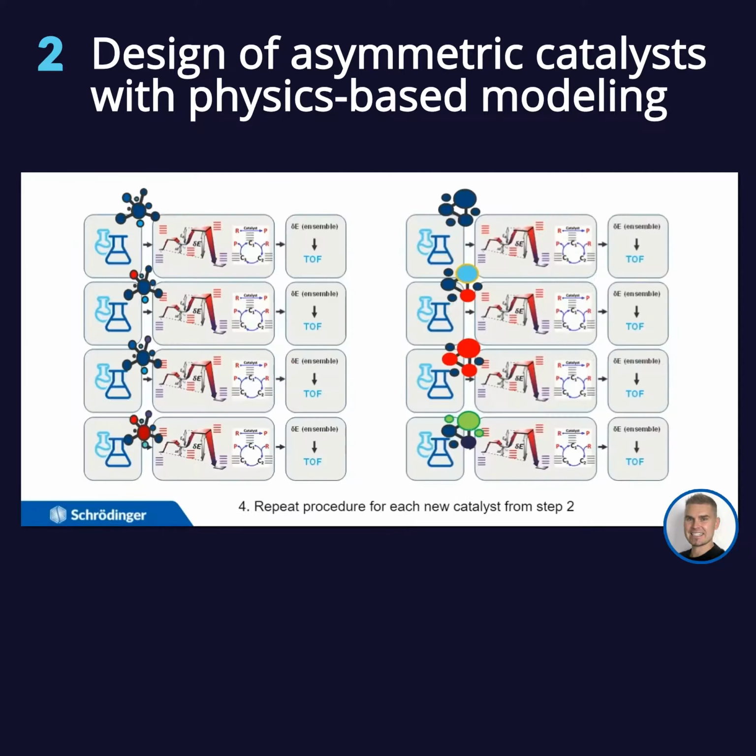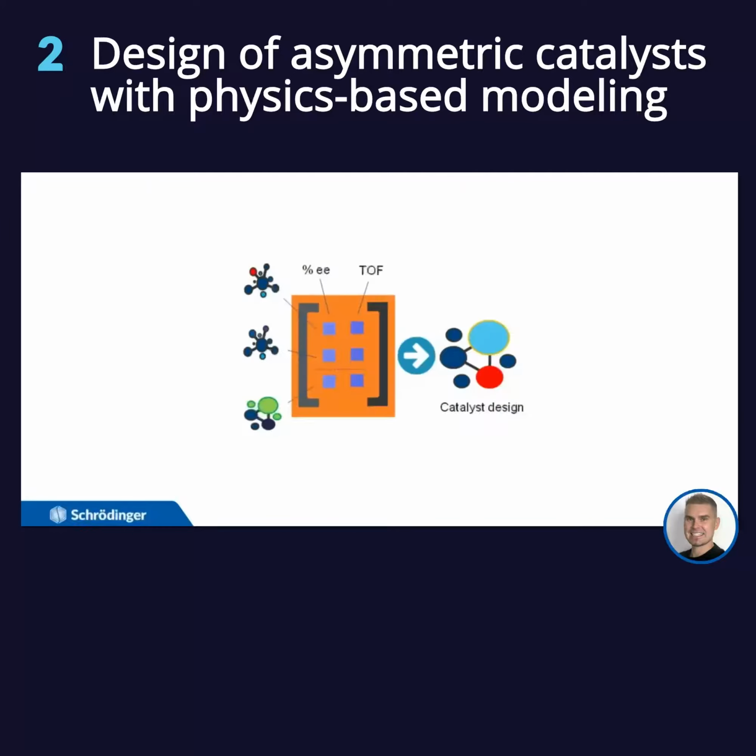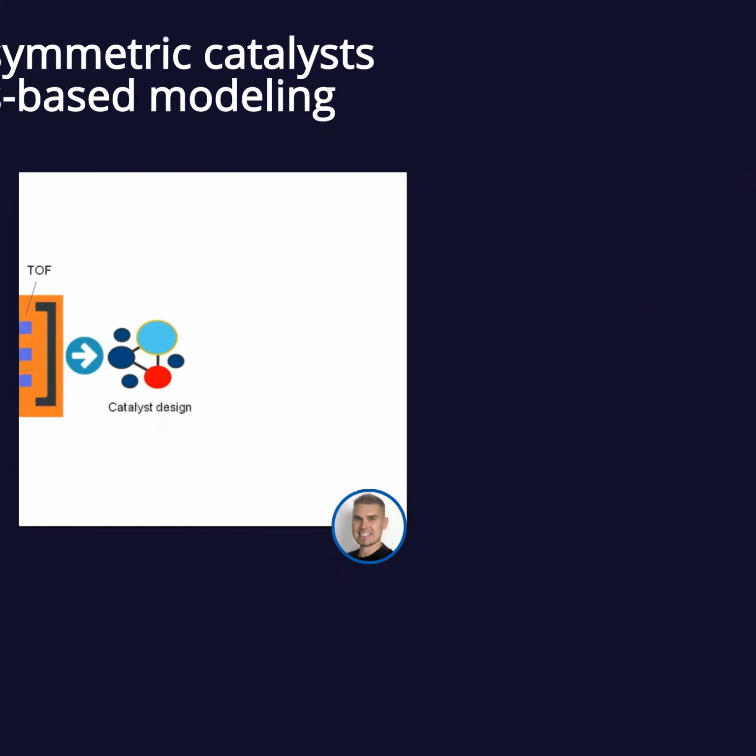In the next step, as you are probably already guessing, we have to repeat the entire procedure, but this time for each new catalyst. At the end of the day, we have this double column, and from it we can identify the best catalyst or catalysts. So the computational asymmetric catalyst design goal, based on physics-based modeling, is achieved at this point.